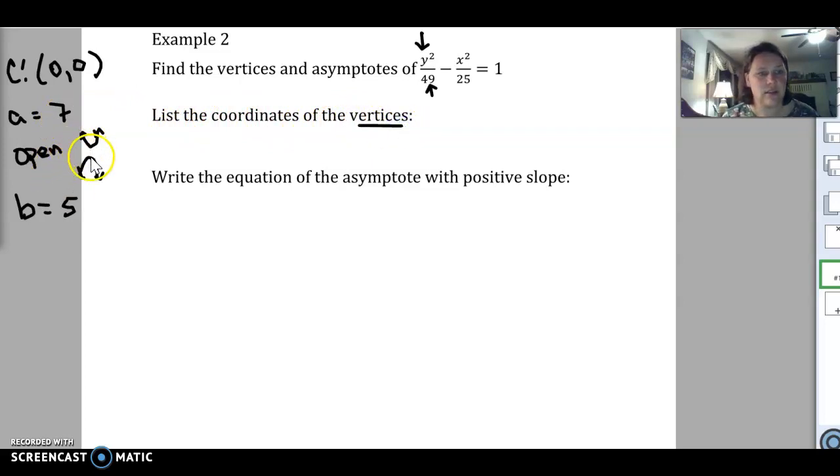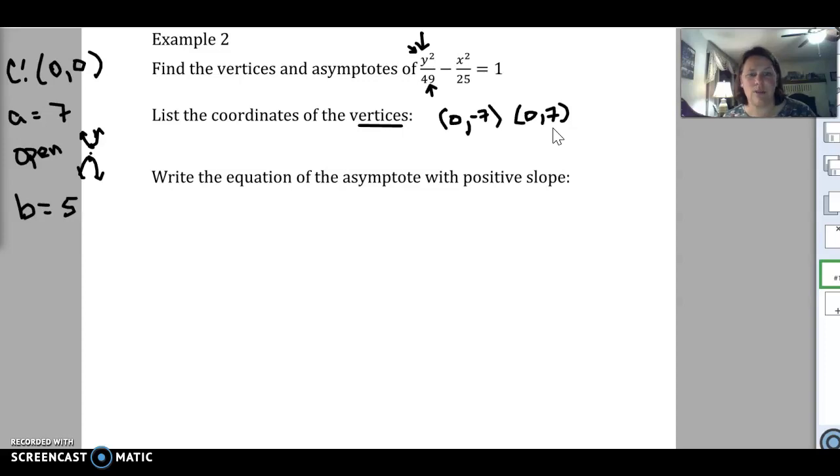So the vertices are going to be 7 units up and 7 units down from our center. So that is going to change our y values. Our center was at 0, 0. Now we're going to move up and down 7 units from our center in the y direction. So that's going to change our y values. So 0, negative 7 and 0, 7 are going to be the vertices.